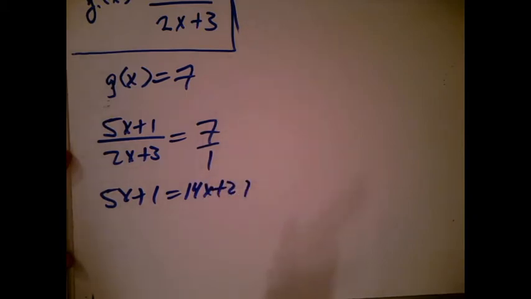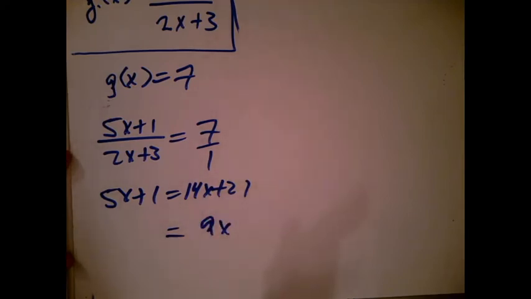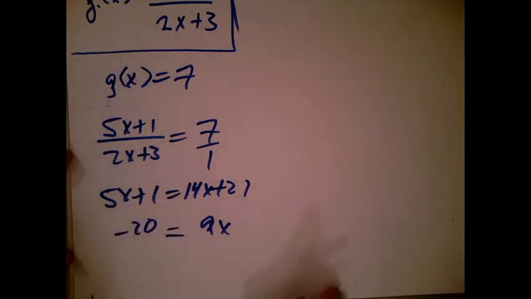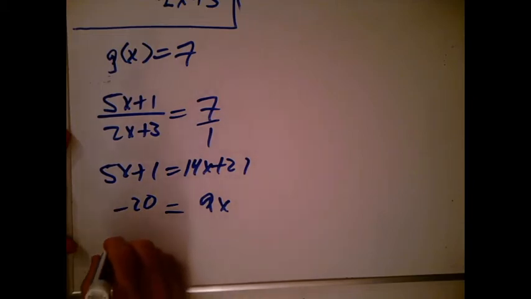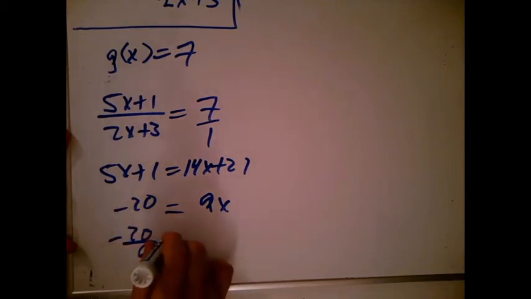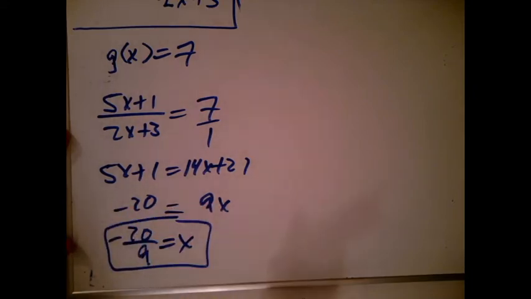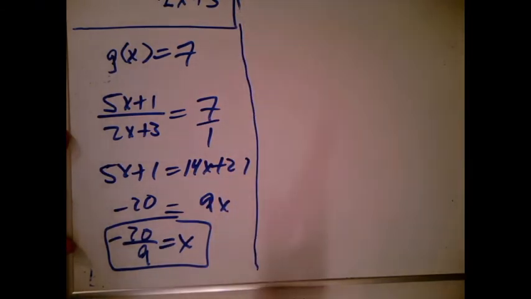I'm going to get 5x plus 1 equals 14x plus 21. I'm going to put all the x's on the right hand side, so I'll subtract 5x from both sides. You get 9x here. I'm going to subtract 21 from both sides to get minus 20 here. And what I want to do then is just divide by 9. So I'm going to get minus 20/9 equals x. And we get our first answer. Yay.